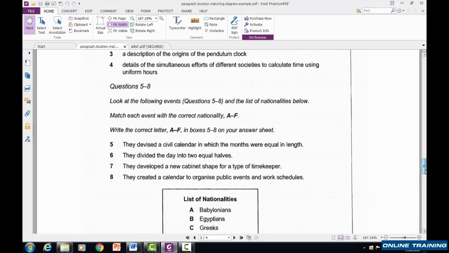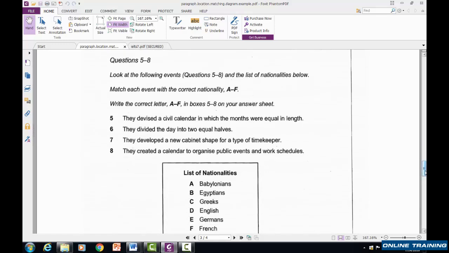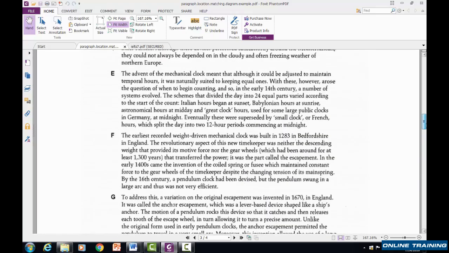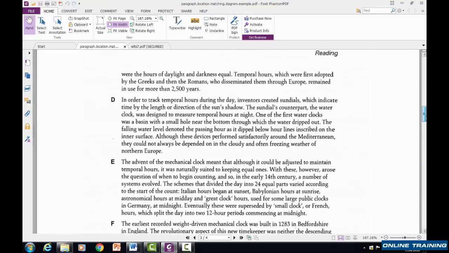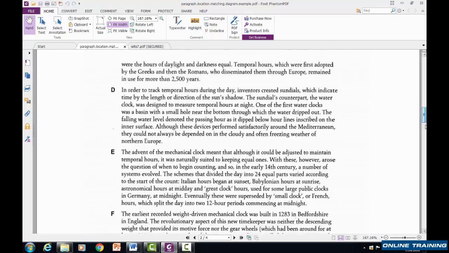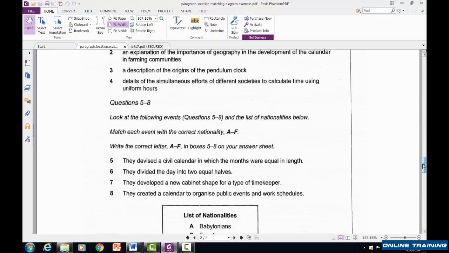Next, I'm looking at the Greeks. Here are the Greeks right here. Temporal hours, which were first adopted by the Greeks. That doesn't match anything. Divide it into 2 equal halves. No. Develop a new cabinet shape for the timekeeper. No. So Greeks doesn't match anything.